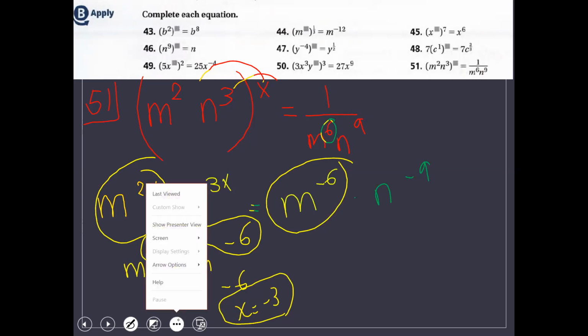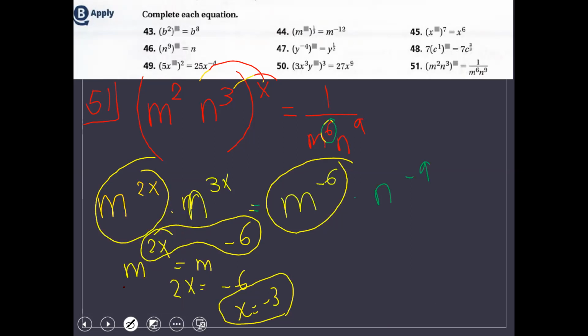Now let's compare n raised to the power 3x equal n to the power negative 9. So 3x is equal to negative 9. So x now, I divide by 3, divide by 3 in both terms here. So now the answer is negative 3.